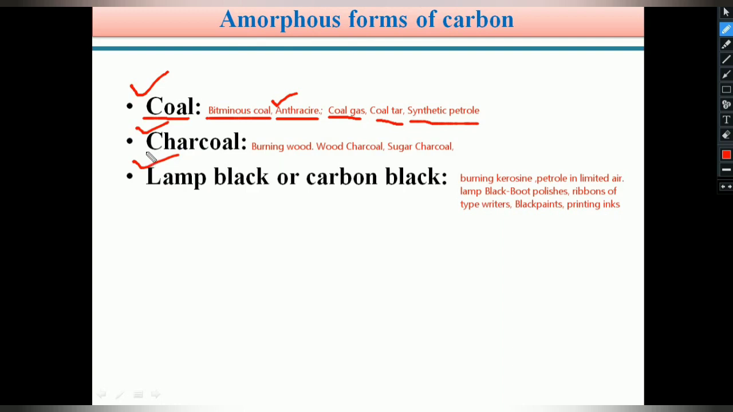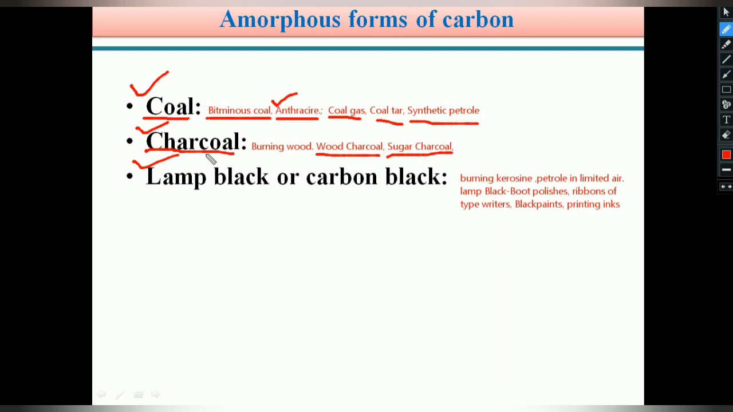Next one is charcoal. Students, generally charcoal is obtained by burning wood. Different types of charcoal exist: wood charcoal, sugar charcoal, coconut charcoal. So these are the different types of charcoal.